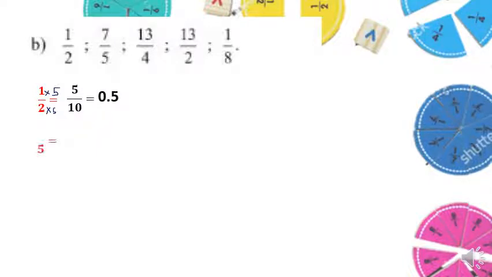The next one, 7 over 5. The friend of 5 is 2. 2 and 5 are friends, which helps me to write it as a decimal fraction.